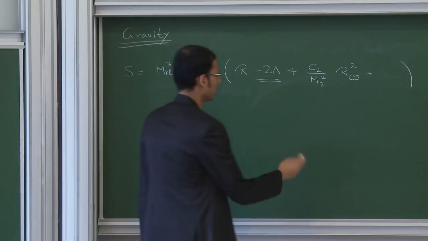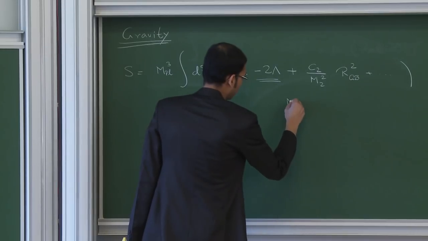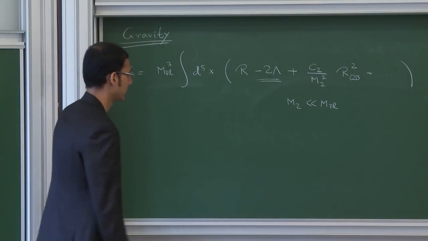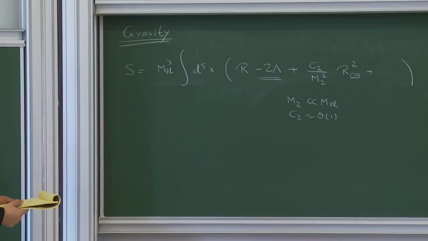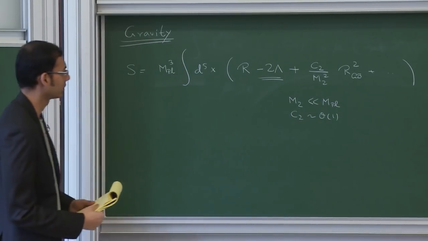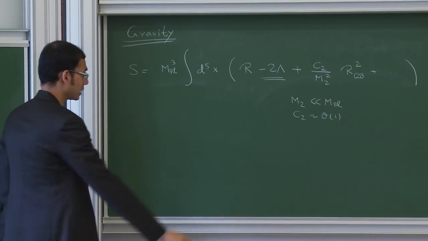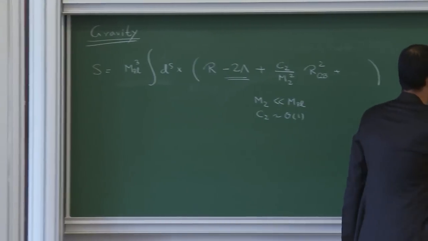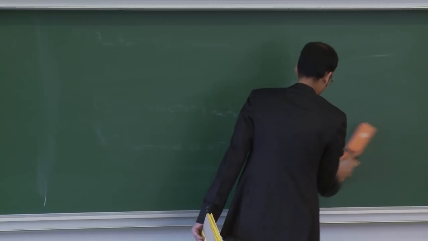So this is a ghost-free combination of all possible R squared terms. And M2 is some mass scale, which is far below the Planck scale. And C2 is some order one number. So just as a Lagrangian, you can check that this is perturbatively consistent up to some scale M, which is parametrically higher than M2. In a paper in 2014 by Camanho, Edelstein, Maldacena, and Zhiboedov.